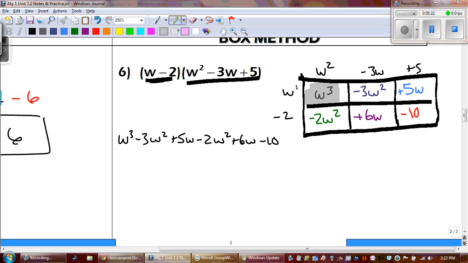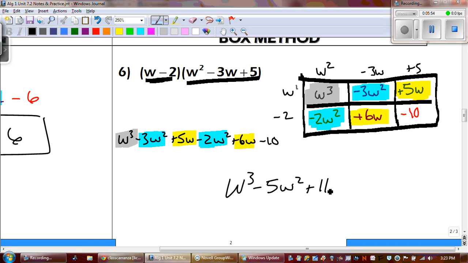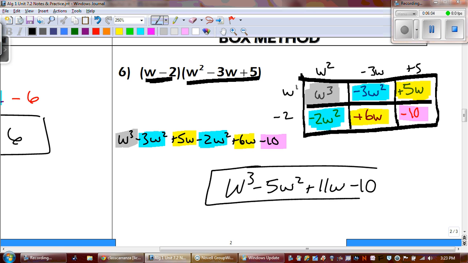Now, the w cubed has no like terms, so w cubed. Now my squares, my negative 3w and negative 2w, those combine together and we get negative 5w squared, okay? You can do the same thing over here on the left, okay? Now, the next boxes that we're going to combine, 6w and 5w, gives us 11w. And the guy that's got no partner is the negative 10. So the negative 10 is all by itself.